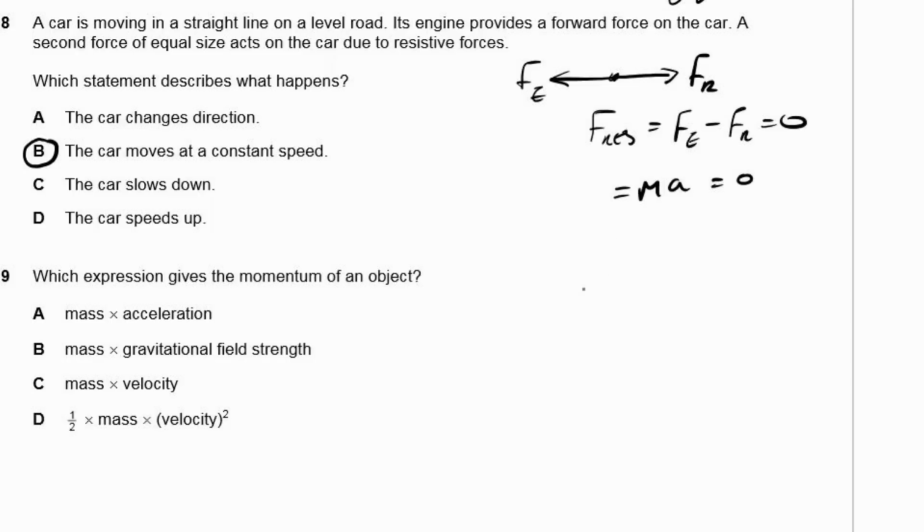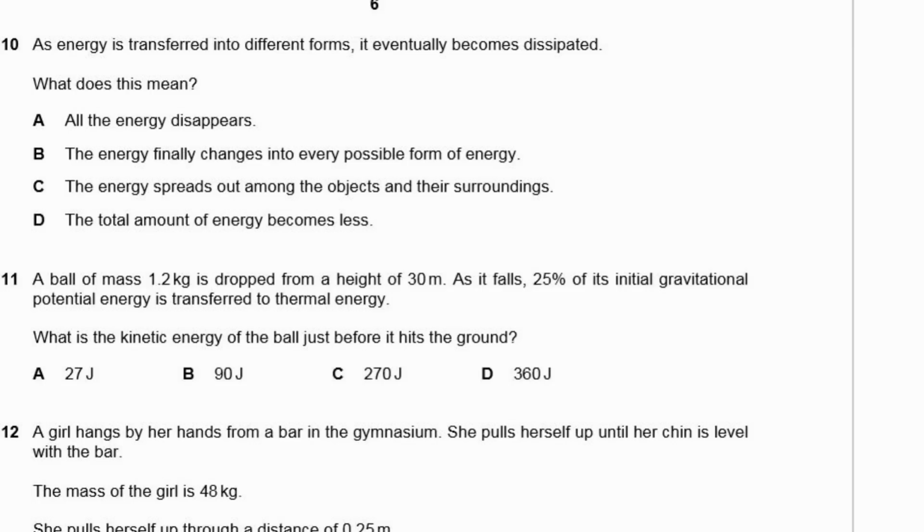9. Which expression gives the momentum of an object? Well, momentum, straightforward definition. Momentum is mass times velocity. There we go. 10. As energy is transferred into different forms, it eventually becomes dissipated. That's true. What does this mean? Well, energy never disappears. Never. It changes into one form or another, and eventually all becomes heat and spreads out across the universe, and the universe will, over a very long time period, undergo a heat death.